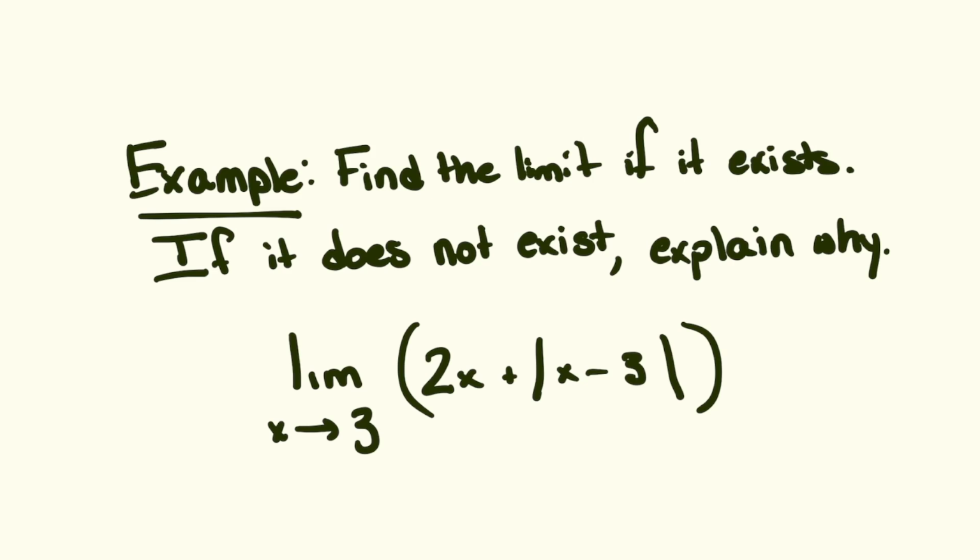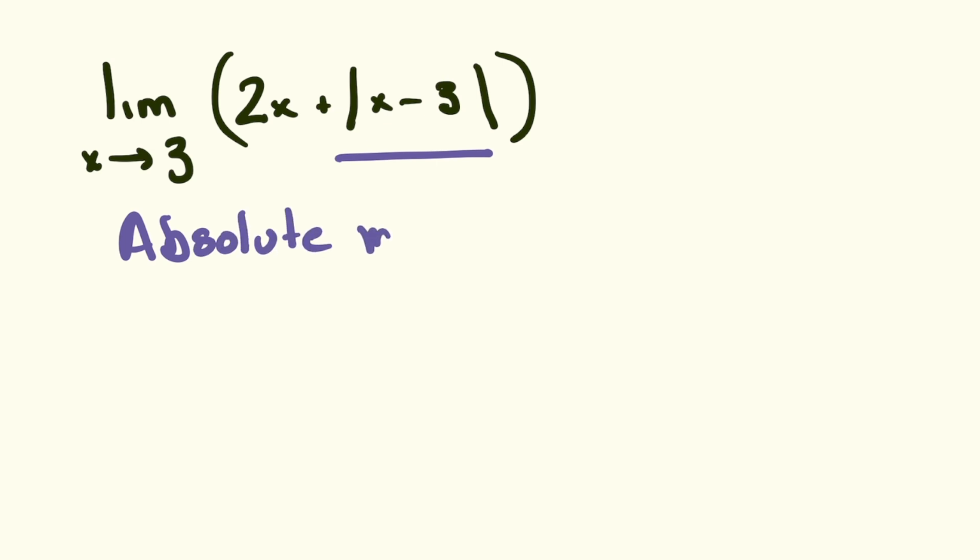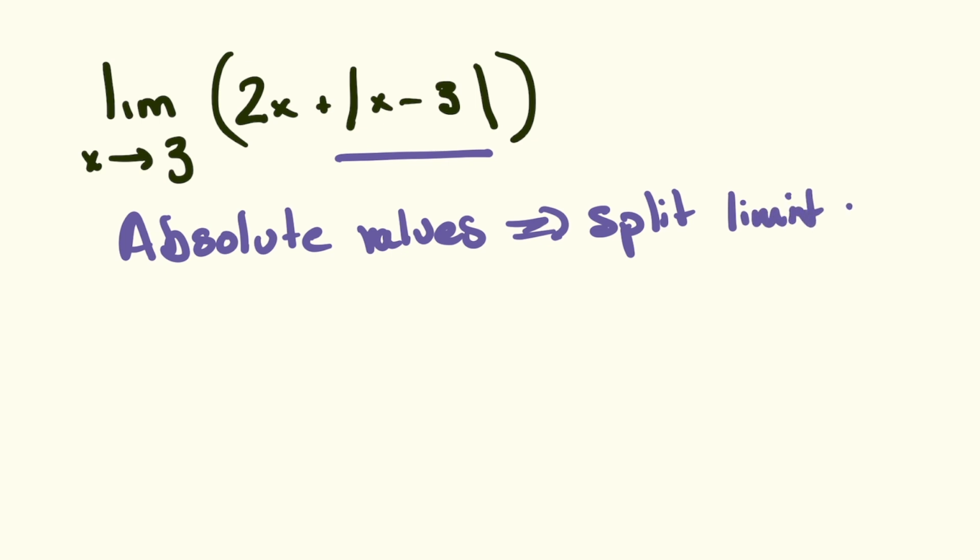In this problem, we're trying to figure out if the limit exists, and if it does not exist, then we have to explain why. So looking at this interesting limit, we see that our issue here is going to be these absolute values. And when we see absolute values stuck inside limits, this should tell you that we need to split our limits into the right-hand side and the left-hand side. So we need two limits, in fact. And I'm going to abbreviate right hand by RH and left hand limits.